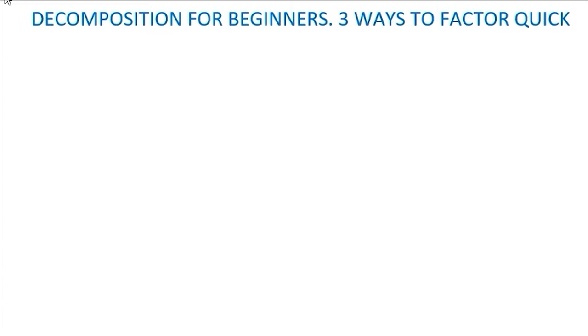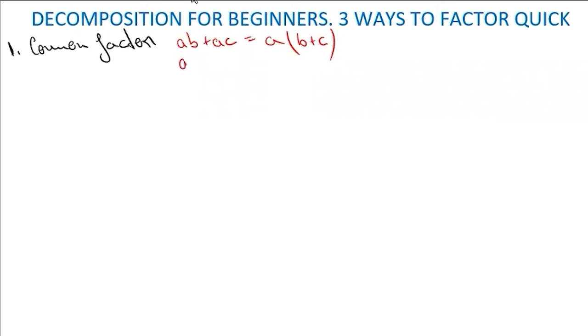Let's take the first method of decomposition, which is the common factor method. This means that here we have the following formulas: AB plus AC equals A multiplied with B plus C. AB minus AC equals A multiplied with B minus C.